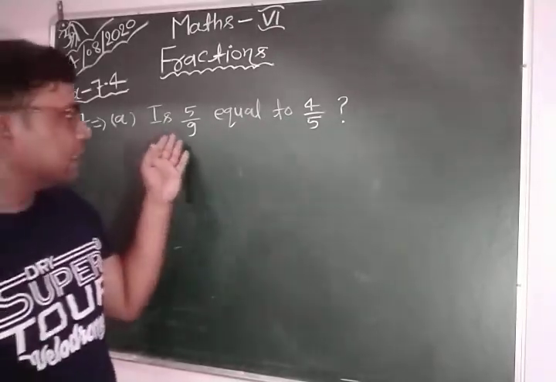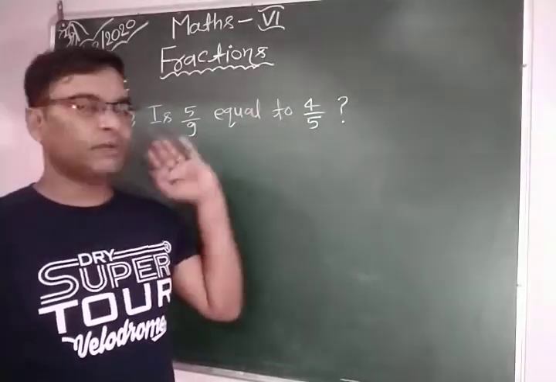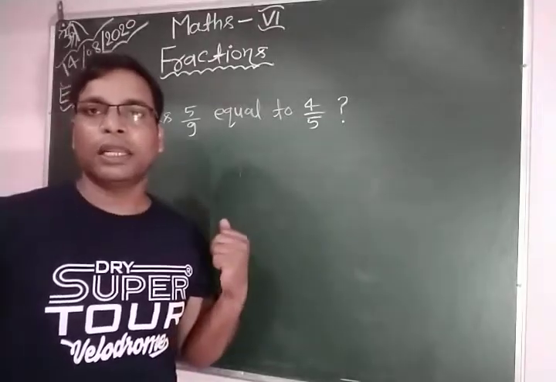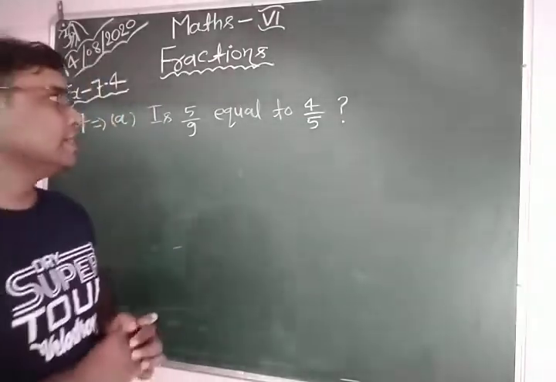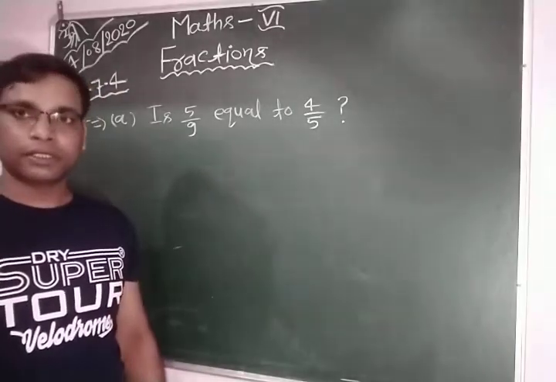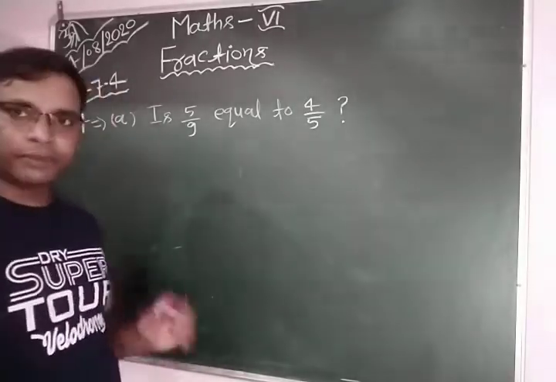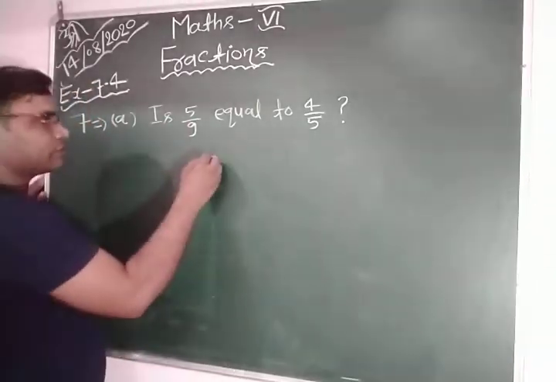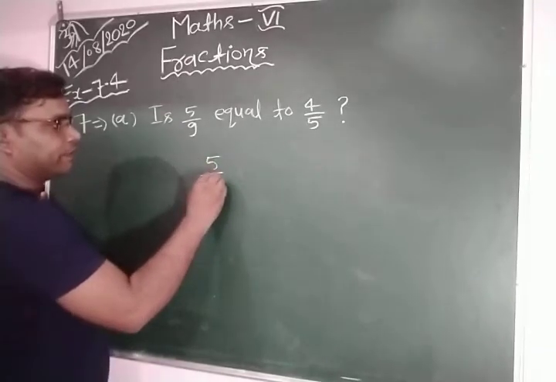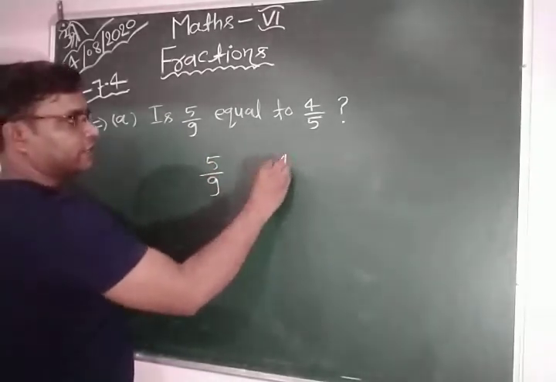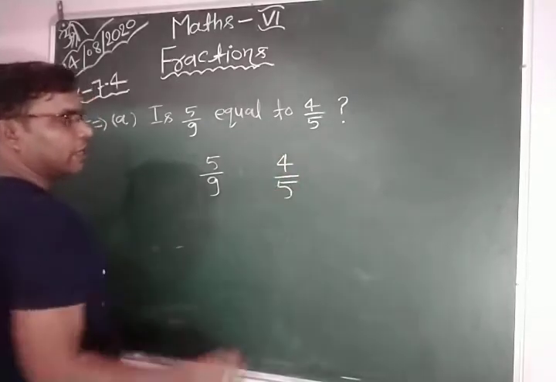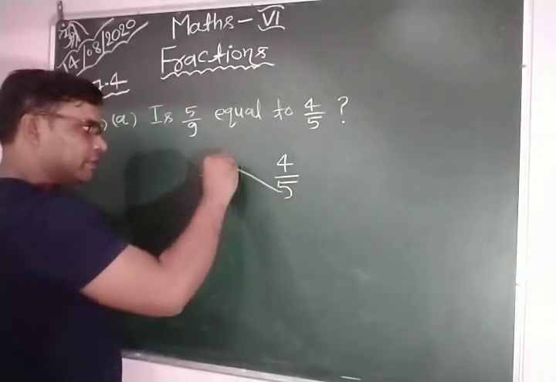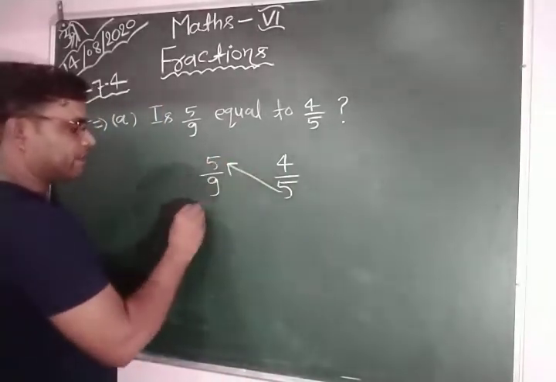Okay. So is 5 by 9 equal to 4 by 5? How can we find? The answer of this question is yes or no, but how do we find that 5 by 9 is equal to 4 by 5? Is this equal or not? Okay. So this is very simple to find, whether they are equal or not. First write like this, 5 by 9, okay, and 4 by 5, both fractions like this. Okay. After this we use cross multiplication, means we multiply like this, so this is 5 into 5.